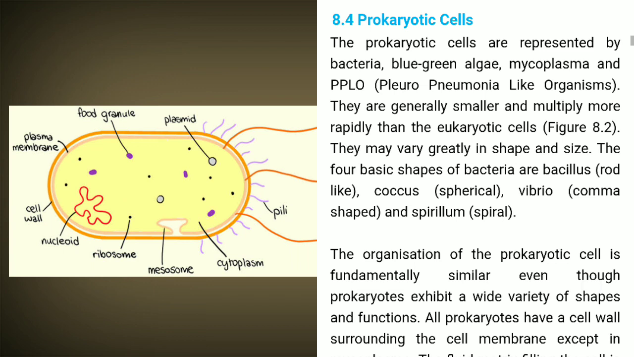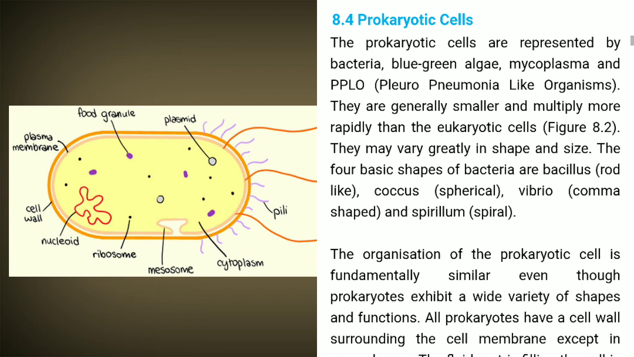Therefore, the organisms that possess these prokaryotic cells are mainly the bacteria, blue-green algae, mycoplasma, pleuropneumonia-like organism, which we shortly call the PPLO, or it can be Rickettsia, Chlamydia, etc. So these prokaryotic cells have the structural organization in the form of an outer envelope, and therefore they are regarded as single membrane or one envelope system organisms.